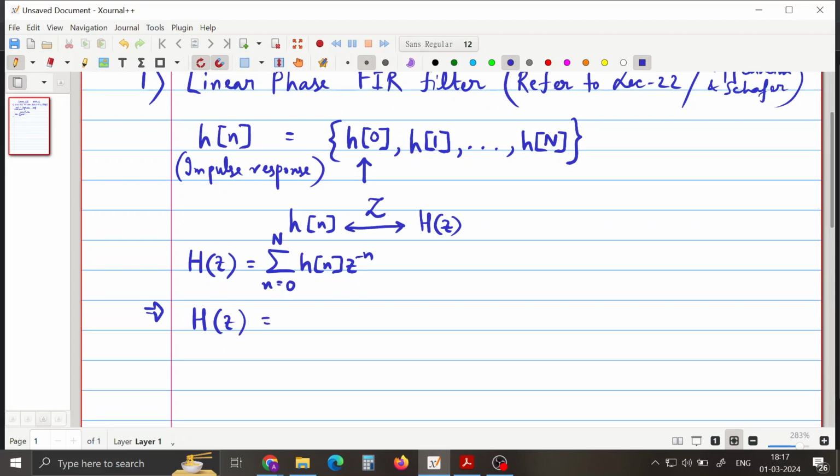H of z is... so we already know the answer for this question. I'm just giving you a revision for this. If you expand this summation, what you are going to get is this, and so on till the last term, which would be this.